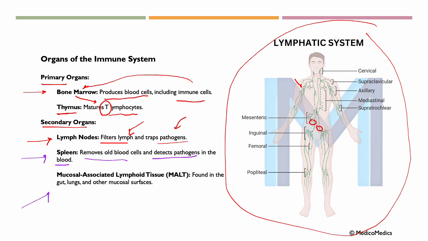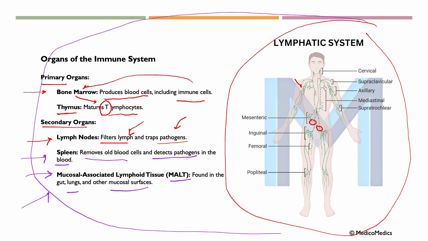And in our gut, lungs, and other mucosal surfaces, we have something called mucosal-associated lymphoid tissue, or MALT for short. Again, there is no point in memorizing this right now. It's just to help you navigate which key organs are or will be discussed as we move along.